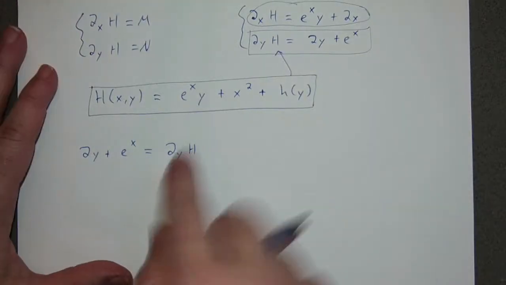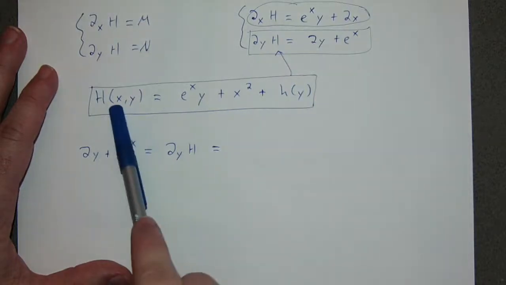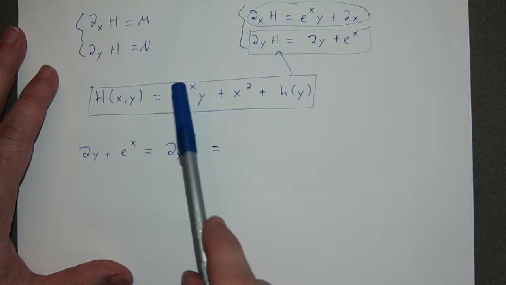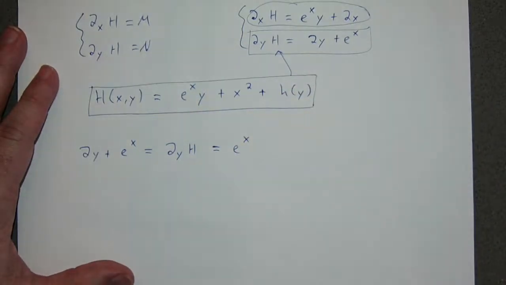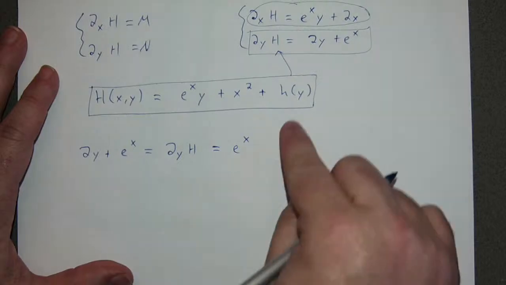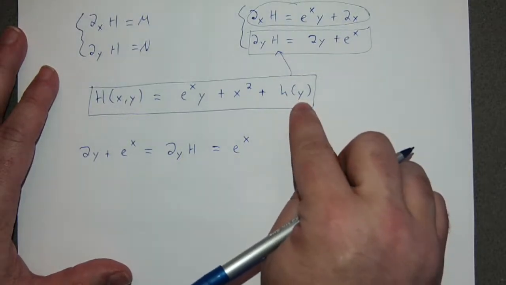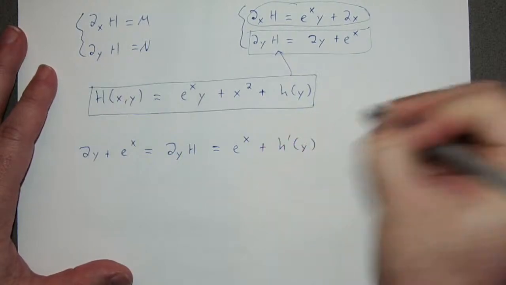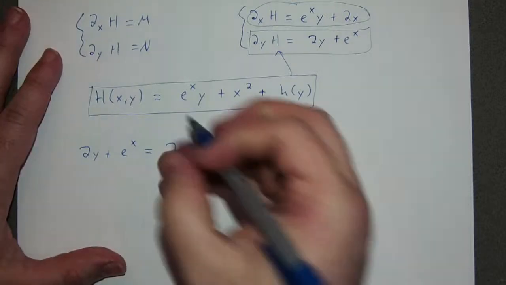But also, the y partial of h from this is equal to what? So now I'm going to take the y partial of this thing. The y partial of e to the xy is just e to the x. The y partial of x squared is 0. The y partial of little h, since it's a function only of y, is the full derivative of little h with respect to y, so h prime of y. The e to the x's cancel.